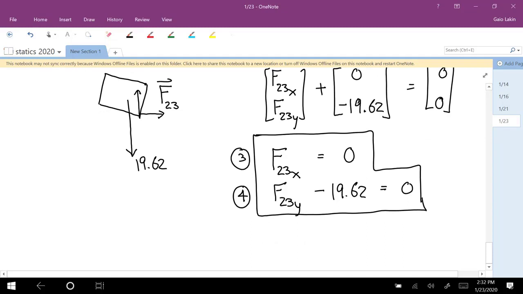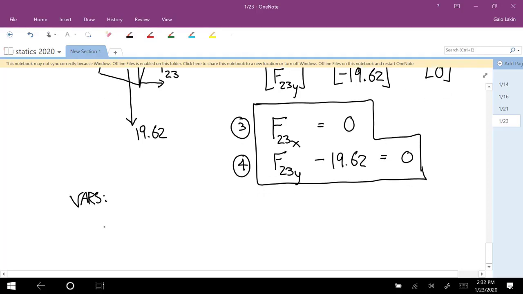And for variables now, we have what? N1, T1, T2, and now these two components, I'll just write it as a vector F23. So that's 1, 2, 3, and then this one is 2, so 5.